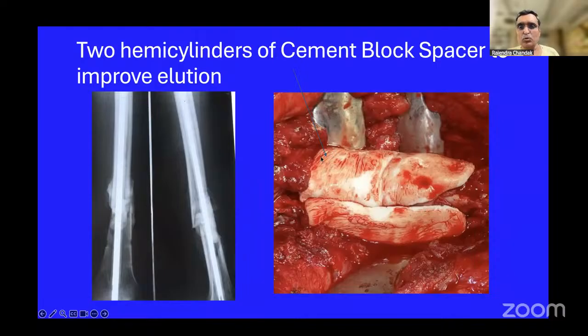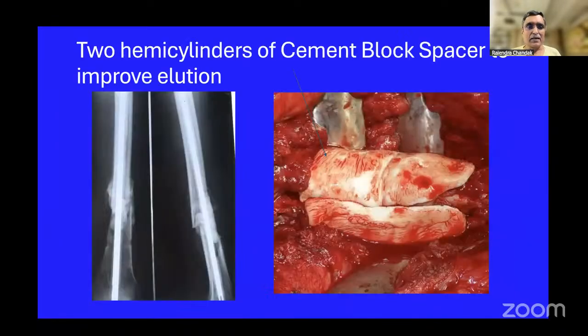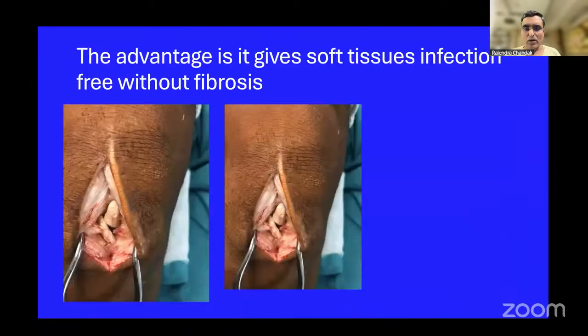And these are two hemicylinders of cement elution, which gives good elution at the fracture site, which is also infected. These two cylinders can be mediolateral or anteroposterior, whatever side. We can make it contiguous also with a line dividing in between, so that when taking it out, it becomes easier. And that patient healed wonderfully.